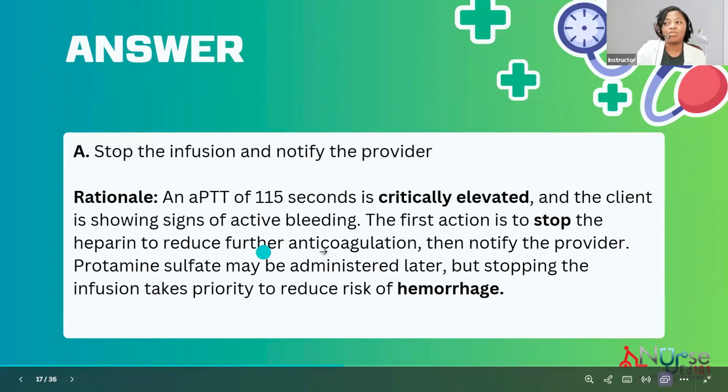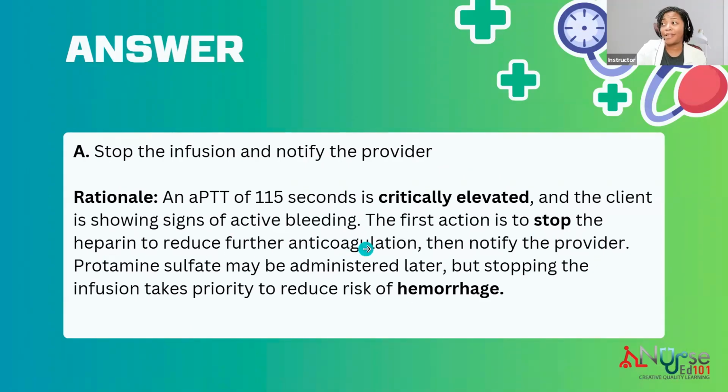And this is going to help reduce further anticoagulation, right? Protamine sulfate. Please remember that. The antidote. It's the antidote. So it's going to come, but it's going to come after we stop, right? And notify the provider. So we may have to administer protamine sulfate. Just remind yourself that protamine sulfate is actually our antidote. But once again, our focus and priority is to stop the infusion.